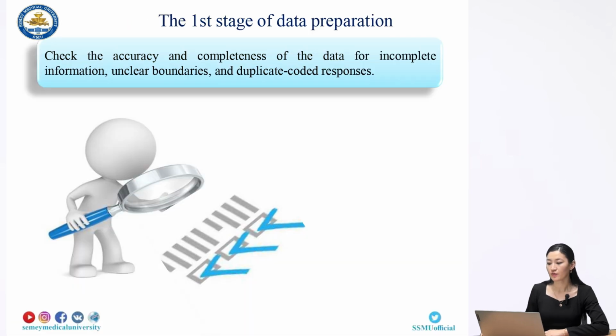The first stage of data preparation: before entering numerical values into the database in the Excel format or directly during data entry in the SPSS program, the researcher must verify the obtained data for accuracy and completeness in order to identify possible errors. This process involves checking for missing information, ambiguous or limited responses, and double-coded answers, followed by making the necessary decisions for further data processing.